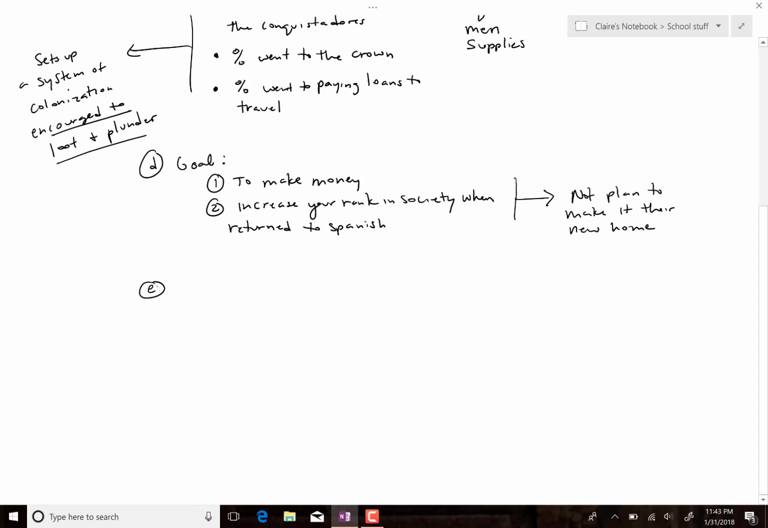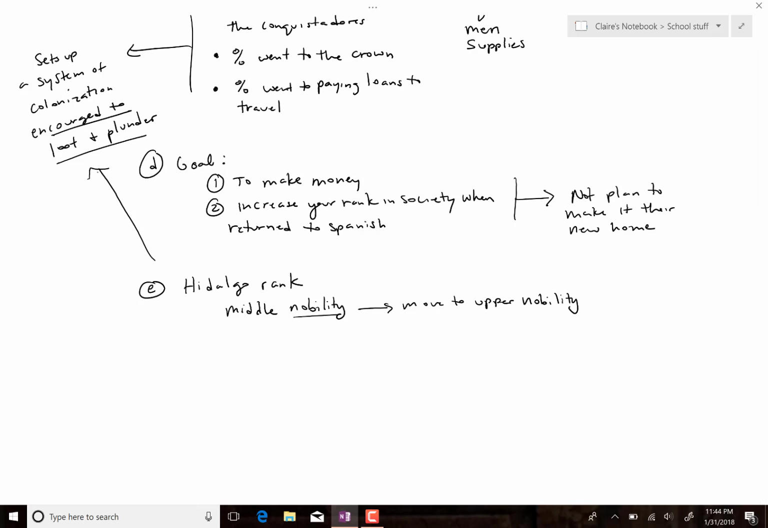The conquistadors were usually men of what was called the Hidalgo rank, and this was essentially middle nobility. So they were nobility, but they weren't upper nobility. They do have means, but they're not super wealthy. And the goal is to move to upper nobility, which you're doing through loot and plunder and conquering. And it encourages ruthlessness. It encourages the ability to go do what they want in order to hopefully improve their life.